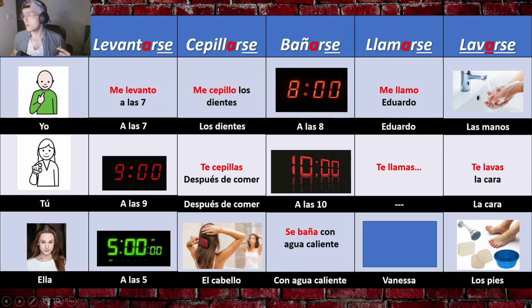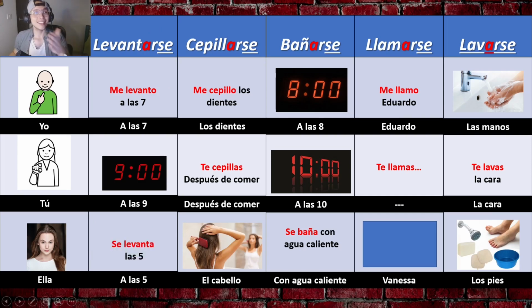Let's go with the second one. We say, she gets up at 5. Come on. So we say, ella se levanta a las 5. One more time. Now let's go with the next one and then say, I wash my hands. So let's go. I know you can.